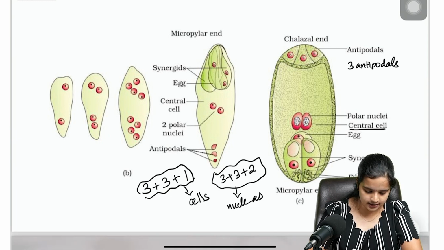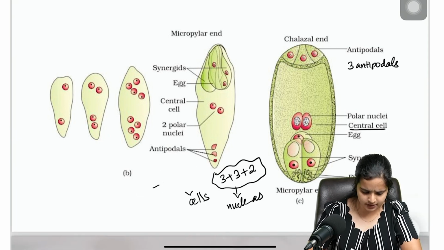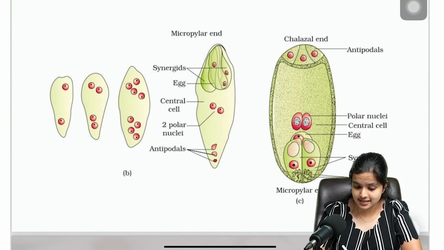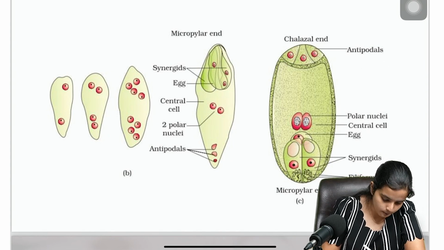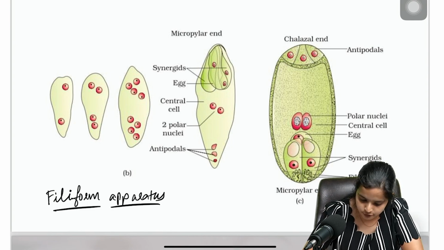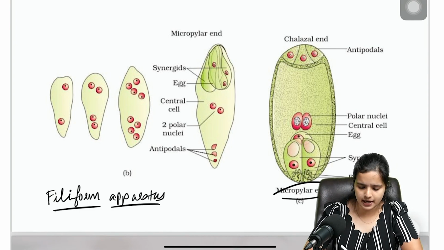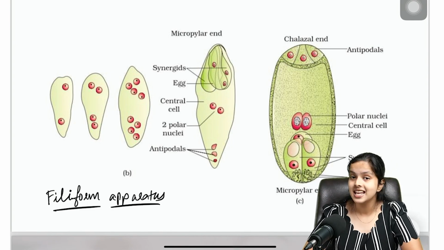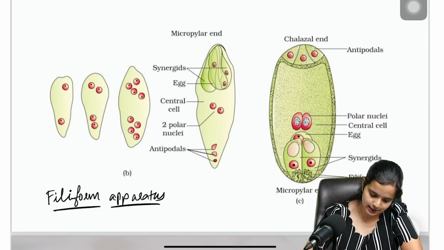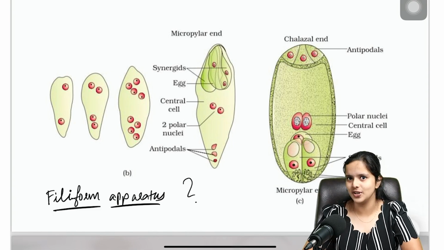In this whole slide, I've explained almost everything except just one term. What is that one term that I haven't discussed? It is the filiform apparatus, right? Where do you find filiform apparatus in this slide? You find it over here at the bottom, at the micropylar end, near the synergids. So what would be the function of the filiform apparatus? Keep that question in your mind. We'll see in the following slides, okay?